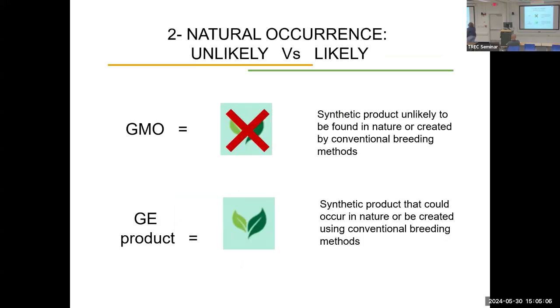Now, the second is the natural occurrence, likely or unlikely. For the genetically modified organism, it is highly unlikely. We cannot find genetically modified organisms in nature. They can be created in the laboratory through a specific technology, which is genetic engineering technology. Whereas a GE product, the synthetic product which is developed in the lab, can be similar to a product which occurs in nature, or we can create it through conventional breeding methods.